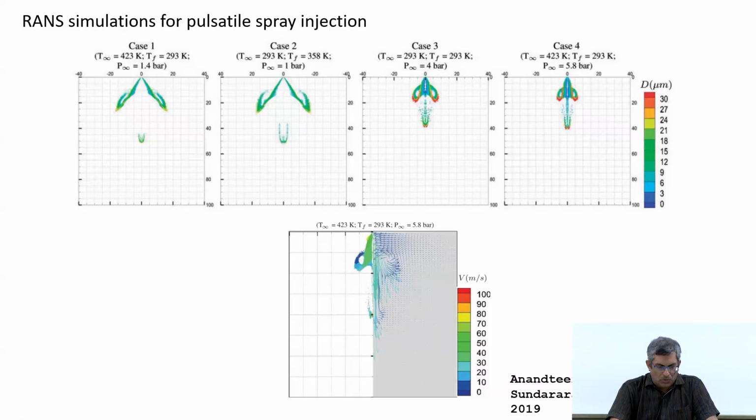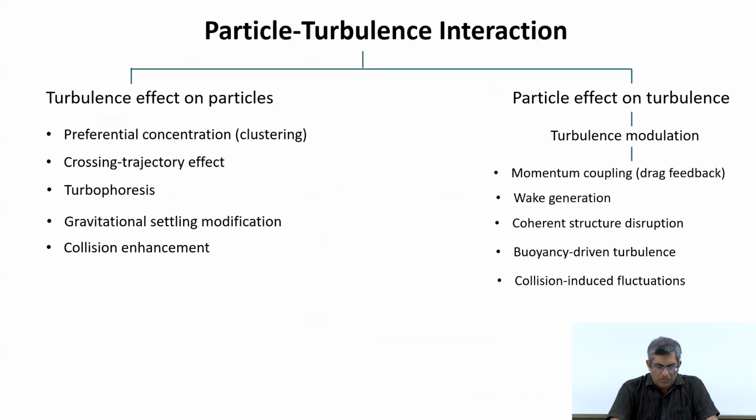Okay. So, then we will move on to understand some of the mechanisms of particle turbulence interaction. What are the mechanisms, what are different ways in which this interaction takes place? There are broadly two different ways to look at this. First one is how turbulence affects the particles in particle laden flows.